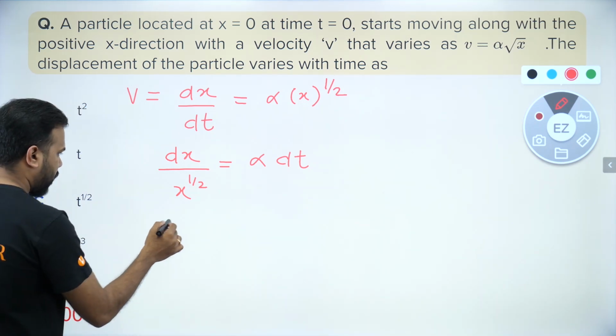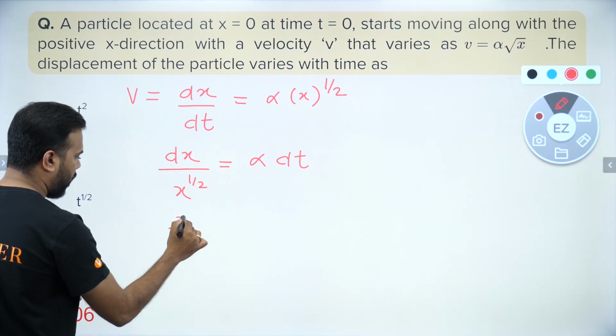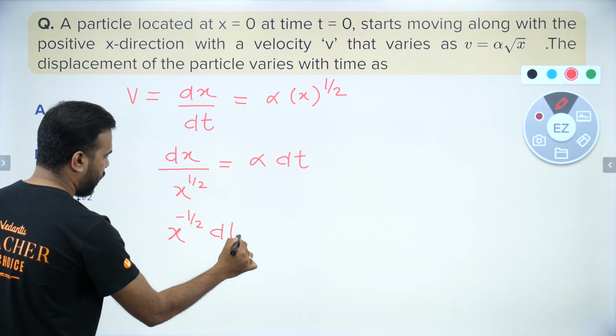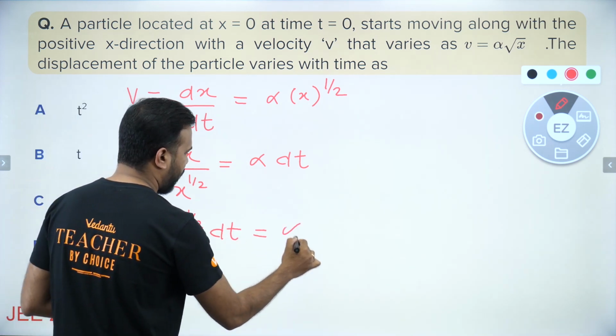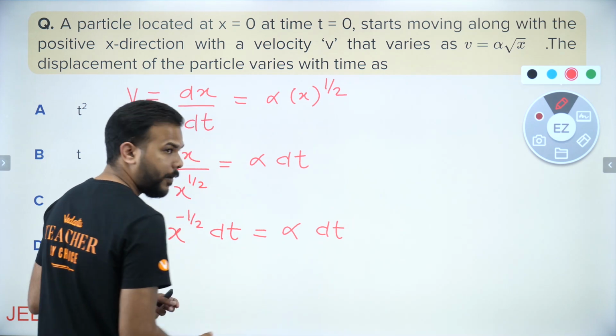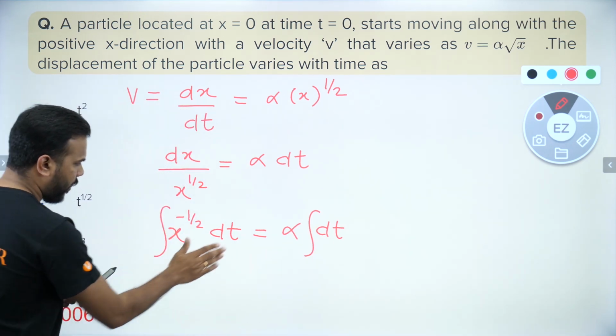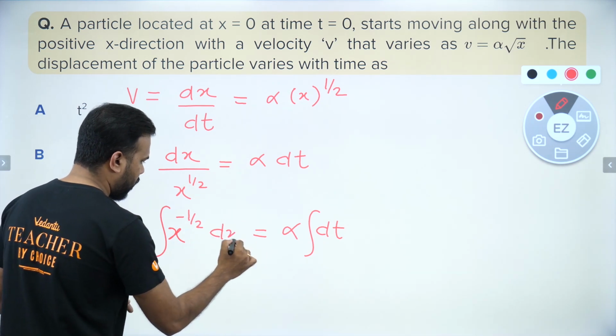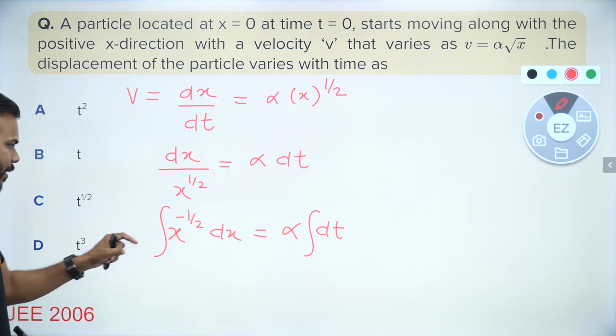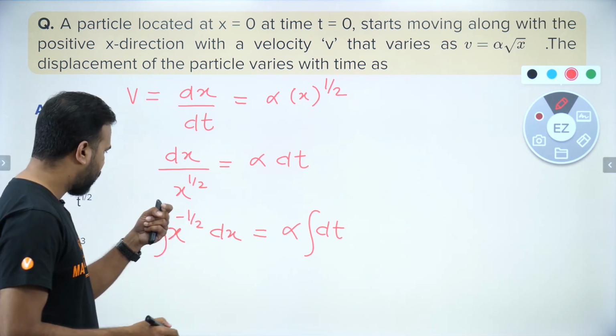Okay, so guys, taking this in the numerator, I have x to the power minus half dx, and on the right hand side we have alpha dt. Okay, let's do the integration. So this is how we are going to integrate it. So x to the power minus half dx is equal to alpha dt. Let's do the integration.